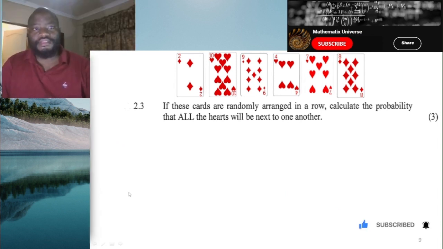Okay. Then this one says, if these cards are randomly arranged in a row, calculate the probability that all the hearts will be next to each other.